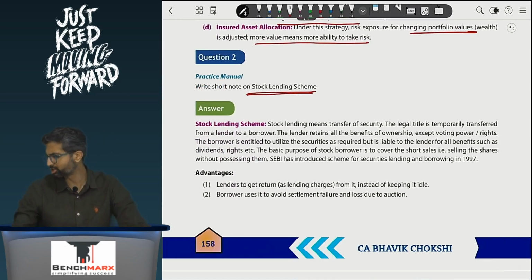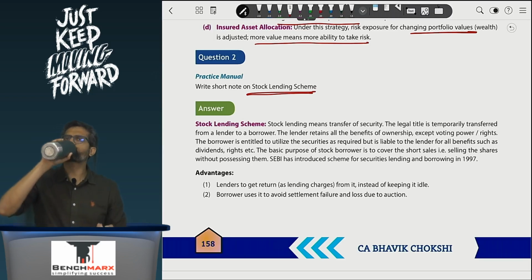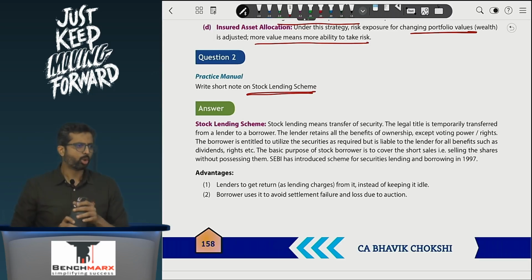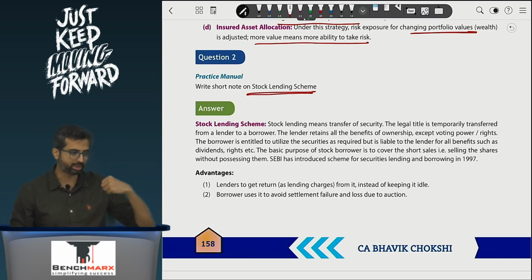Short note on stock lending scheme. Have you heard about this scheme before? What happens in case of an asset borrowing or lending mechanism, or a stock lending mechanism? If you want to short a share, you can short a share, but if you don't have that share, you can borrow that share from someone, like you borrow money and give it back. Three months later, you can buy the share back and repay your borrowing.